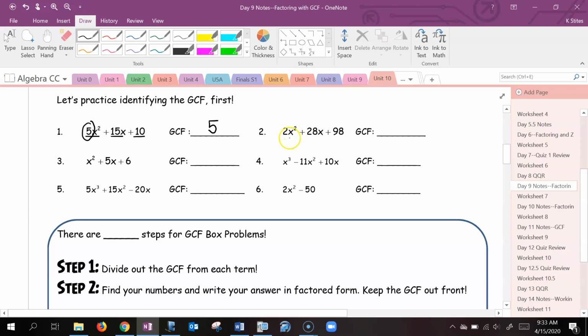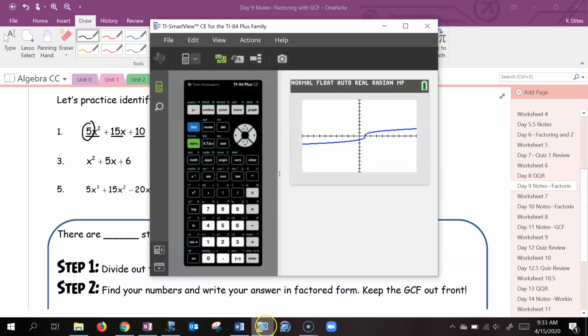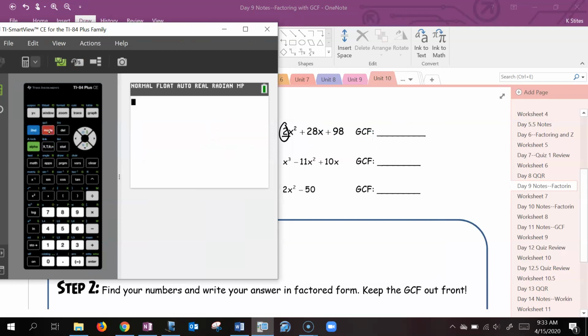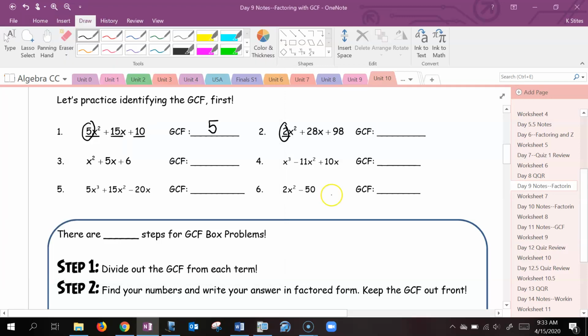So then 2 is our next one. That's in front of x squared. We'll check that first. Does 2 go into 28 evenly? Well, yes, because 28 is an even number. See how it divides evenly? And then 98, we can divide that by 2 as well. Yep, it divides evenly. That means 2 is a GCF.